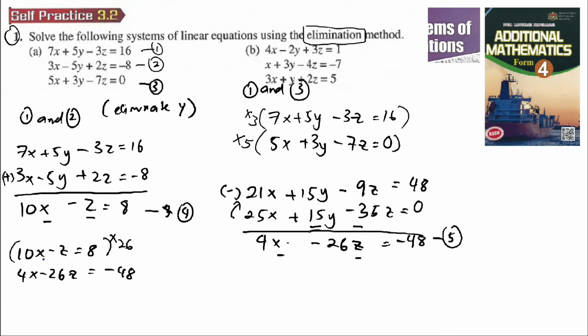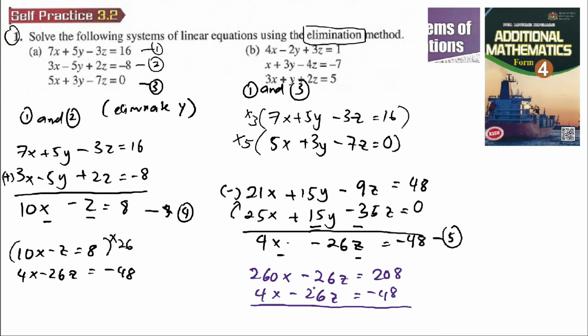So this one multiply with 26, so 10 times 26 you get 260x. 26 times z is minus 26z, 8 times 26 you get 208. Okay, so this one you have 4x minus 26z is equal to negative 48. So you want to eliminate z, right? You have negative, negative. So to eliminate this one, you have to put negative, right? Because negative 26 minus minus is plus 26. So negative 26z plus 26z is equal to 0.